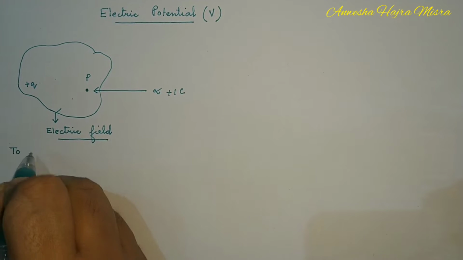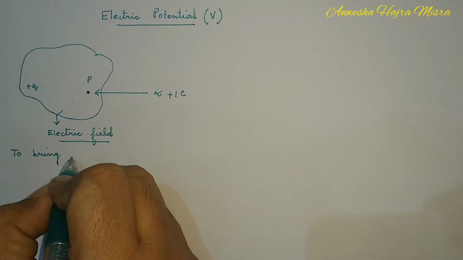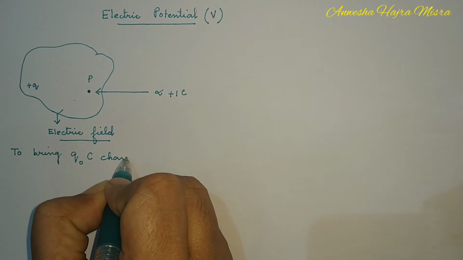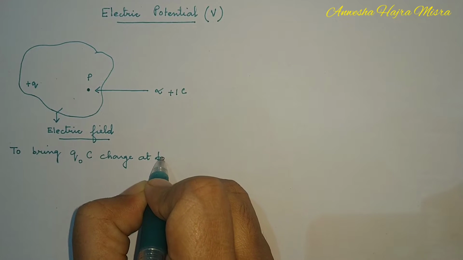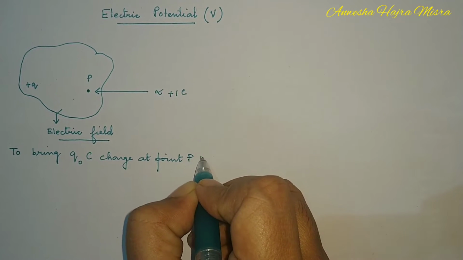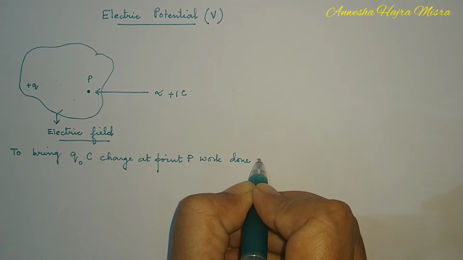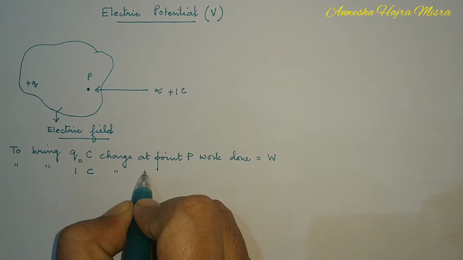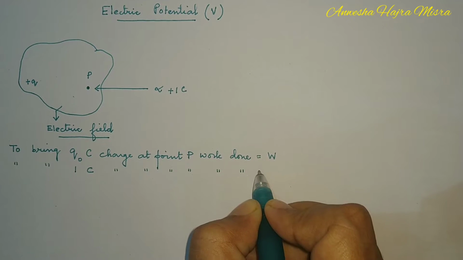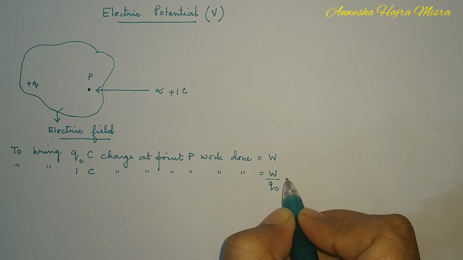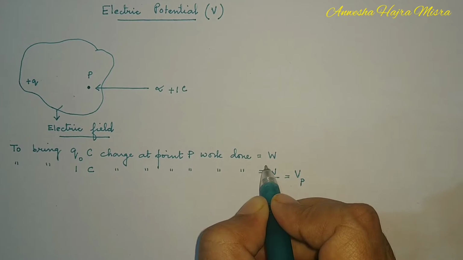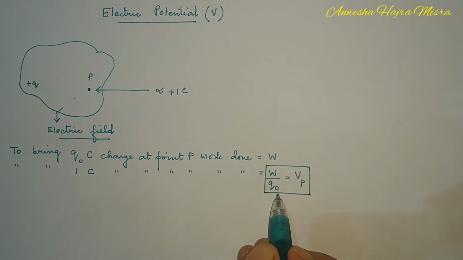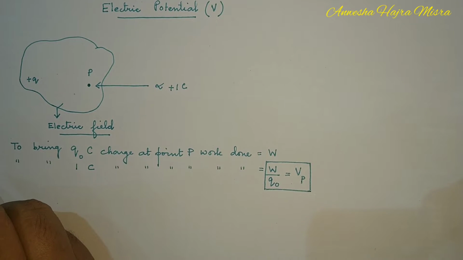Now suppose to bring, say, Q naught coulomb charge at point P, the work done is W. To bring 1 coulomb charge at point P, what is the work done? W by Q naught. And this is the potential at the point P. So potential at any point is the work done in bringing +1 coulomb charge from infinity to that point.